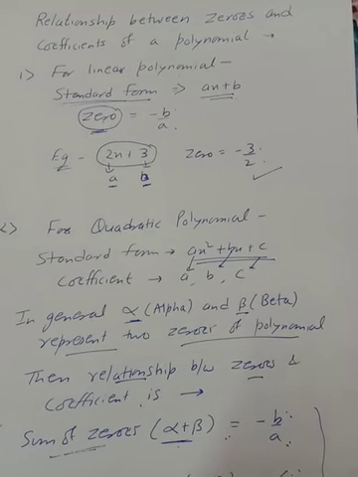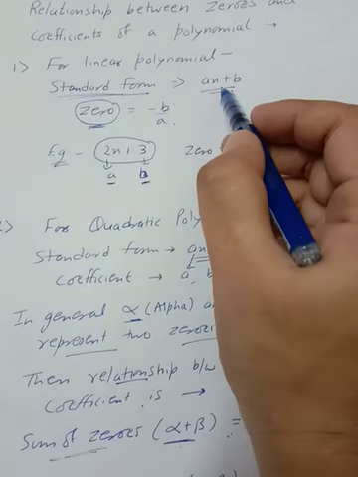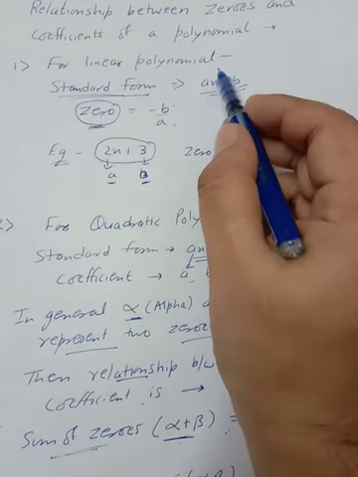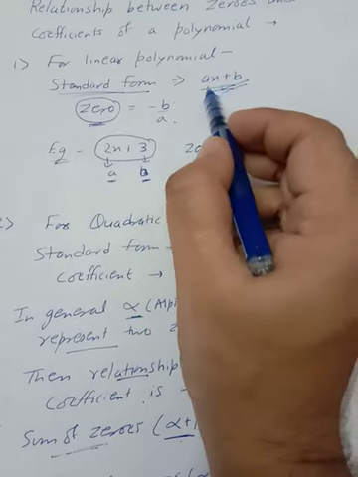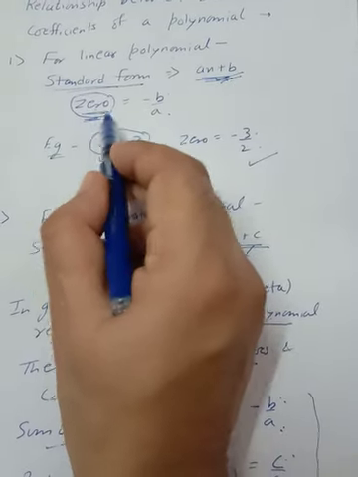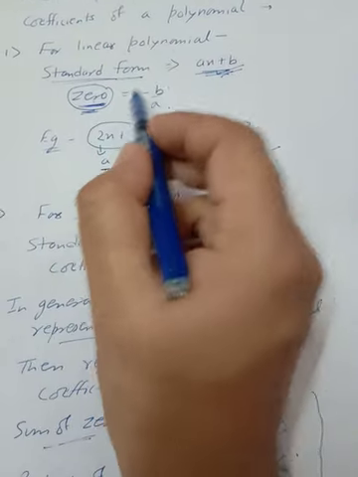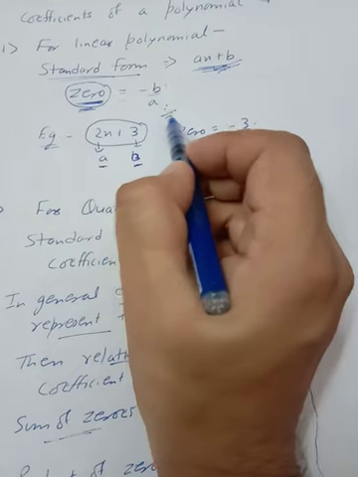First, for the linear polynomial. The standard form of the linear polynomial is ax plus b. Because highest power is 1 here, so this is the standard form for the linear polynomial. So the relation between zero and the coefficients is that your zero is equal to minus b upon a.